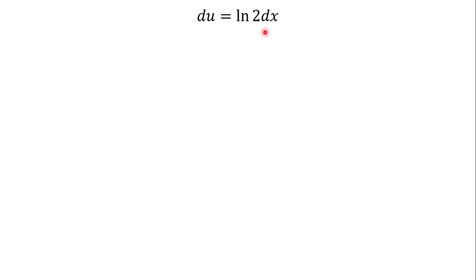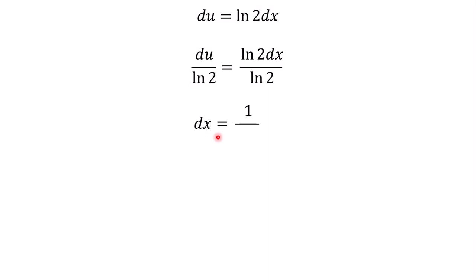du is equal to ln2 dx. Now let's divide both sides by ln2. Here, this will cancel out with this and it will be left with dx. So we are going to get dx equal to du over ln2. This one is the same thing as this one, so don't get confused. Okay, now let's put this one into the integral and let's continue from there.